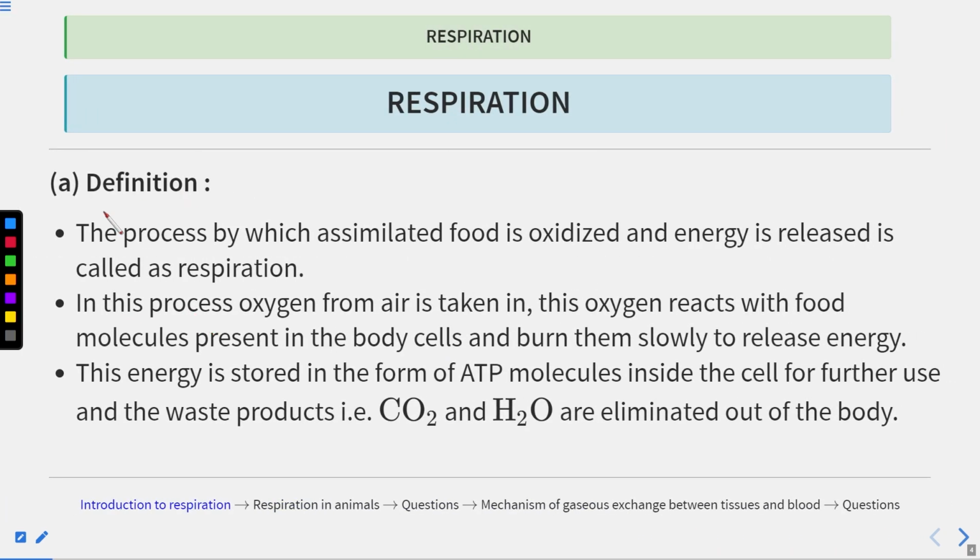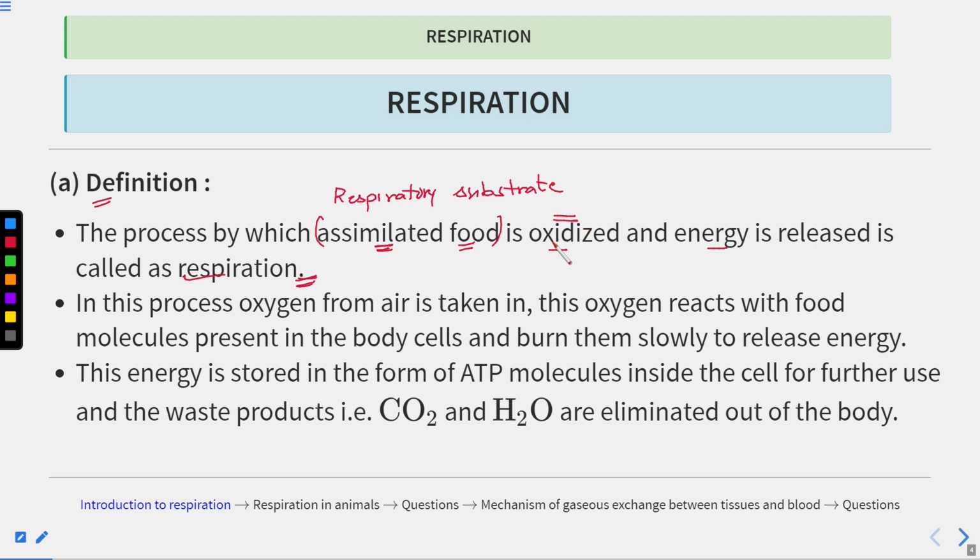Now let's move on. How can we define respiration? It is the process by which assimilated food is oxidized and energy is released. This is known as respiration. Or in a simple way, it is the oxidation of the assimilated food, or the respiratory substrate, that generates energy. So respiration is a very crucial process because it provides energy by the breakdown of the assimilated food.